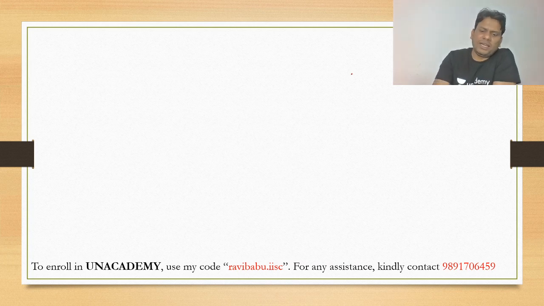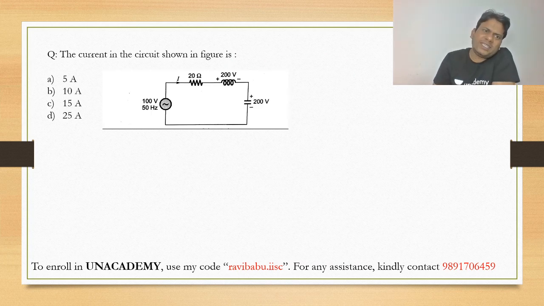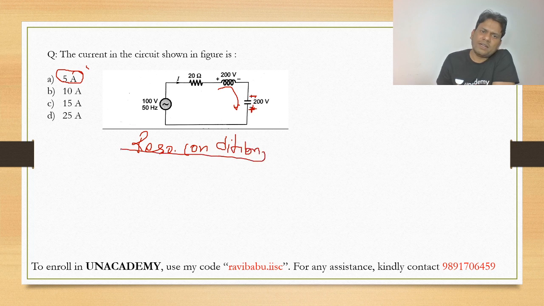For example, in this problem no difficulty is there. What will be the current I? This positive 200, negative 200, obviously this polarity will be negative only. So this is wrong. So positive negative, negative positive will cancel each other. What will be the value of current I? It is nothing but how much? 5 ampere, 100 by 20. Because this thing and that thing will cancel each other, so the circuit will provide resonant condition. Is it clear to all?